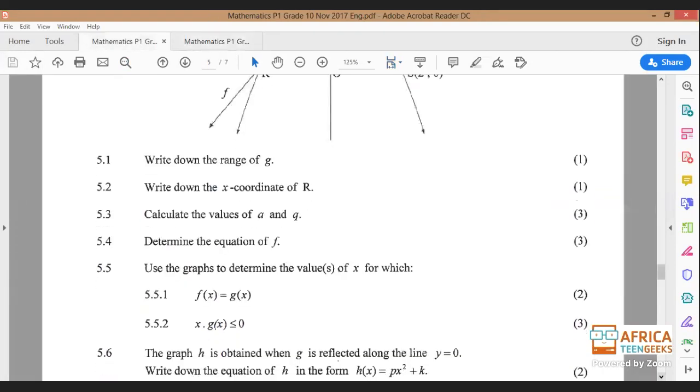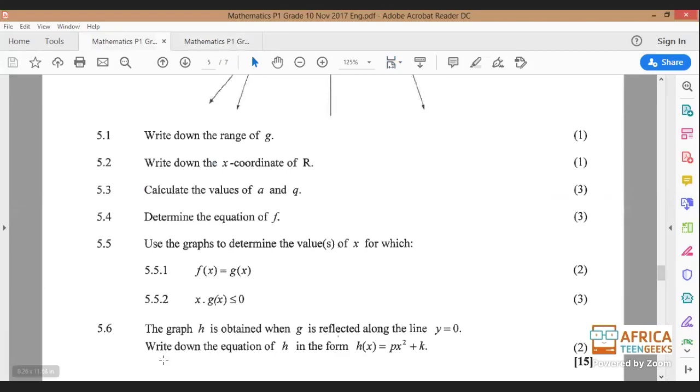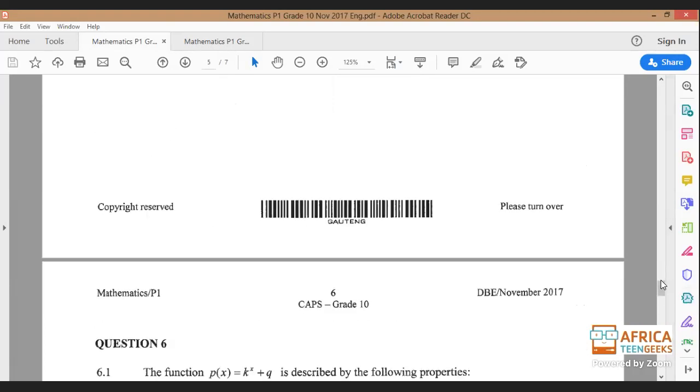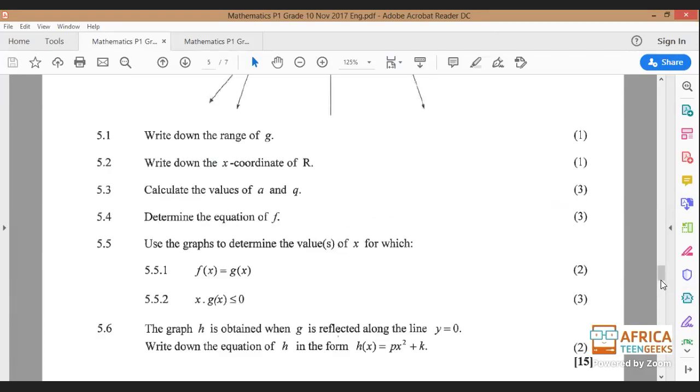Now, if you look at 5.6, it says the graph h is obtained when g is reflected along the line y equals 0. Then it says write down the equation of h in the form h of x equals px squared plus k. Where is y equals 0? Y equals 0 is here.